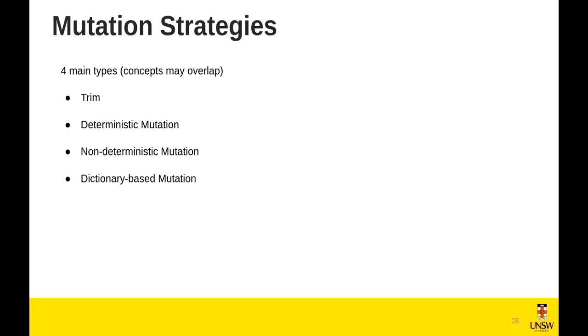There are mainly 4 types of mutation strategies, and some of the concepts might be overlapping, because deterministic and non-deterministic could cover the other 2. The first one is called trim, and the second one is deterministic mutation. The third one is non-deterministic mutation, and the last one is dictionary-based mutation. For trim, this mutation operator is not commonly seen in other gray box fuzzers, but it is very useful.